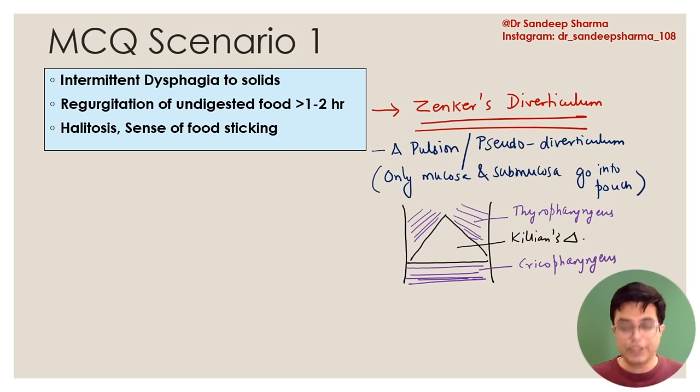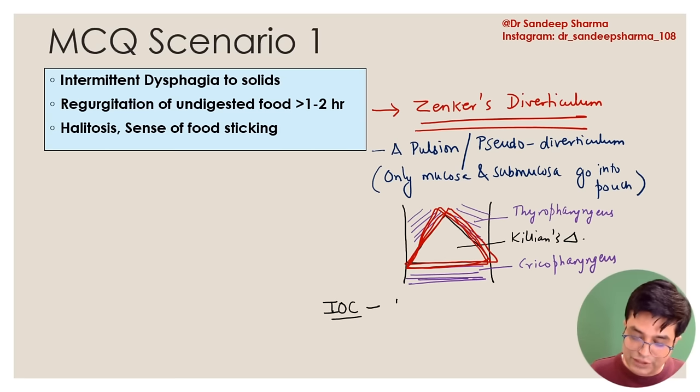It has two parts. The upper part is thyropharyngeus, and the lower part where horizontal fibers are there, that is called cricopharyngeus. Between thyropharyngeus and cricopharyngeus, this is an anatomy question too, where is Killian's triangle located? Between thyropharyngeus and cricopharyngeus, there is a space. Through this space, there can be outpouching of the lower wall of the pharynx, right? The hypopharynx herniates, where only mucosa and submucosa herniate, that is called Zenker's diverticulum. What is the investigation of choice in these patients? The investigation of choice will be barium swallow.